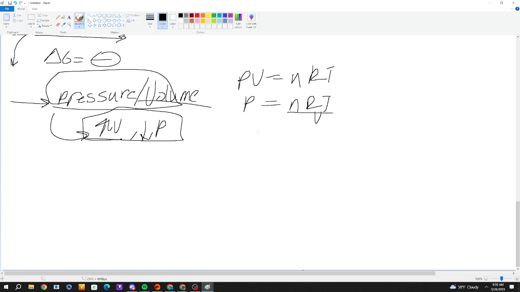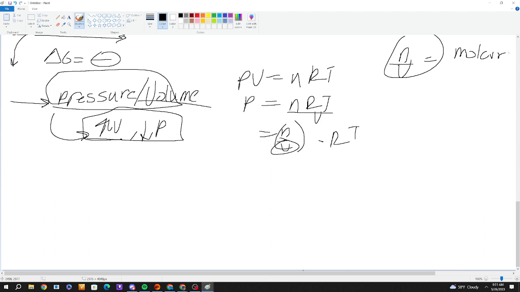And if I were to isolate variables and say n over V times RT, by changing my V value, and by the way, n over V is exactly what molar means, this is the equation for molarity. So if I were to increase my V, I've inherently reduced everything. Inherently I have reduced everything.